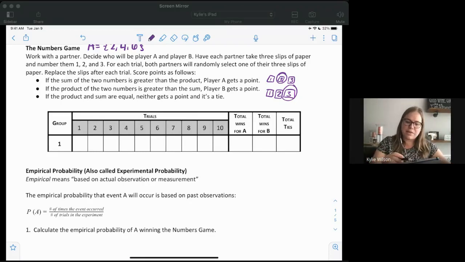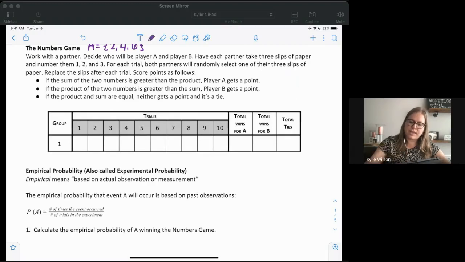Now, if the sum of the two numbers is greater than the product, player A gets the point. If the product is greater than the sum, player B gets the point. And if the product and sum are equal, neither gets a point.